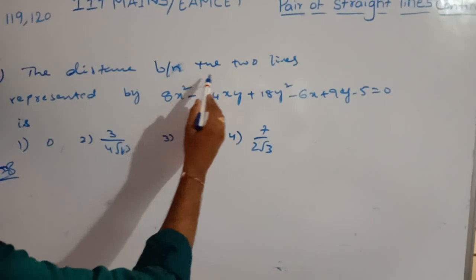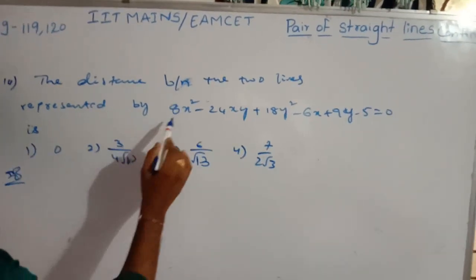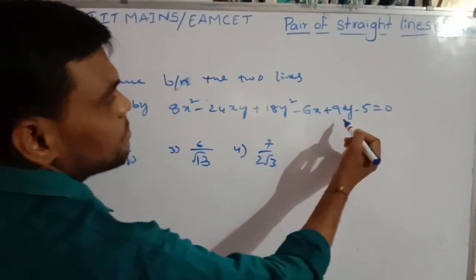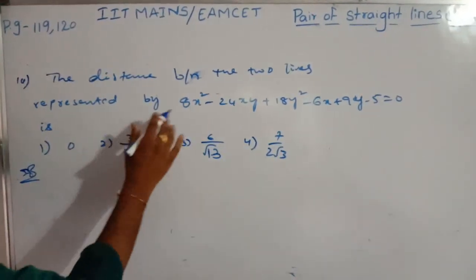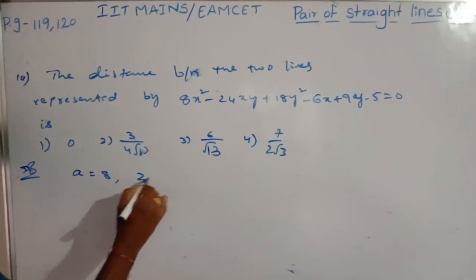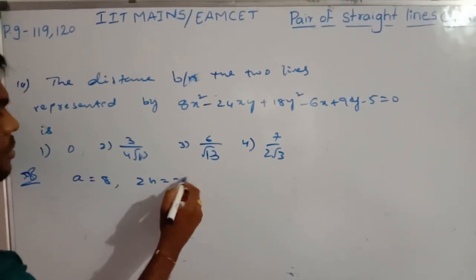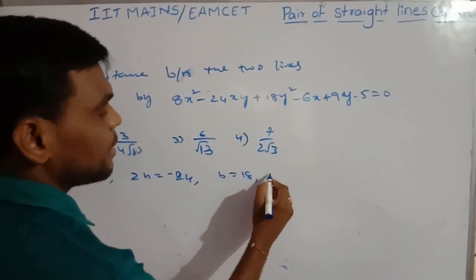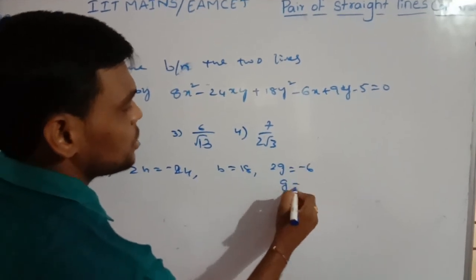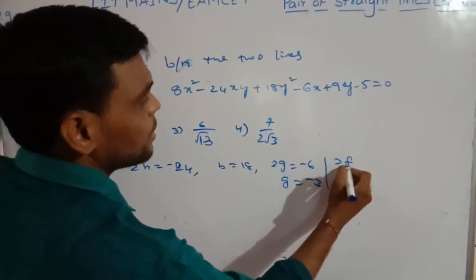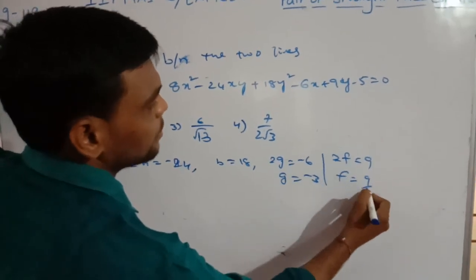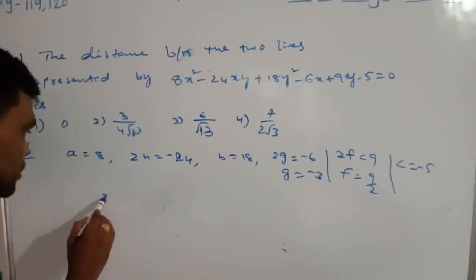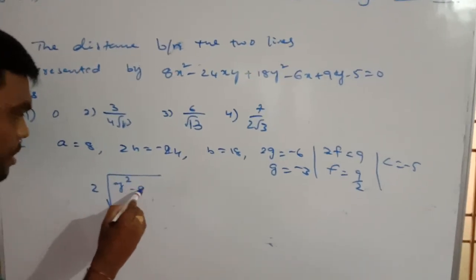The distance between the two lines represented by 8x square minus 24xy plus 18y square minus 6x plus 9y minus 5 is equal to 0. Now comparing, here a is equal to 8, 2h is equal to minus 24, and b is equal to 18, and 2g is equal to minus 6. This is g is equal to minus 3, 2f is equal to 9, and f is 9 by 2, and c is minus 5.